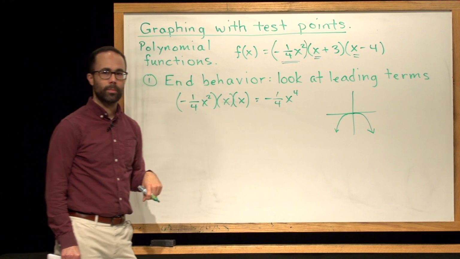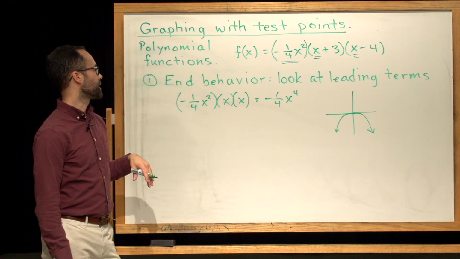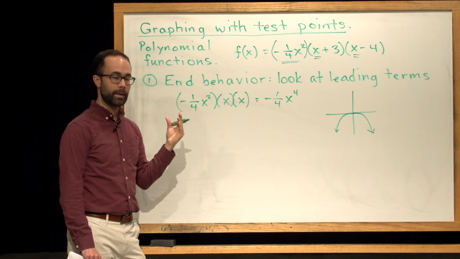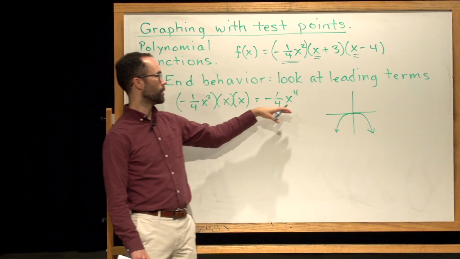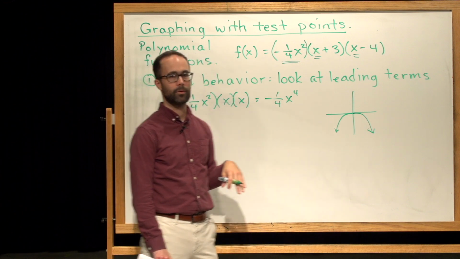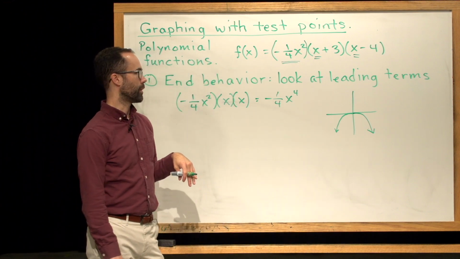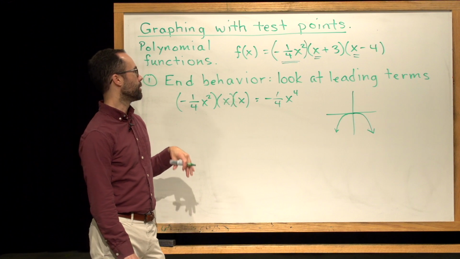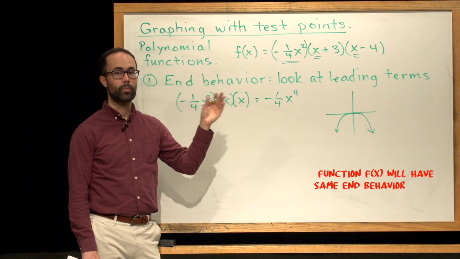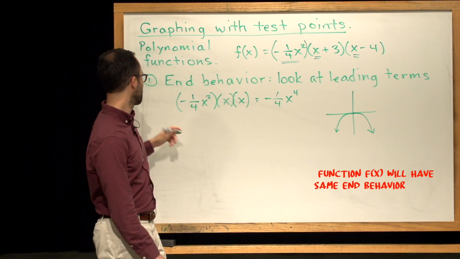And so this is how we determine the end behavior. And the rule here says once you've ignored all the other terms and you've looked only at the leading terms, you get a power function. We know what power functions look like. In this case, it opens downward on both the left and the right. And what we conclude here is that the function f of x will have the same end behavior.